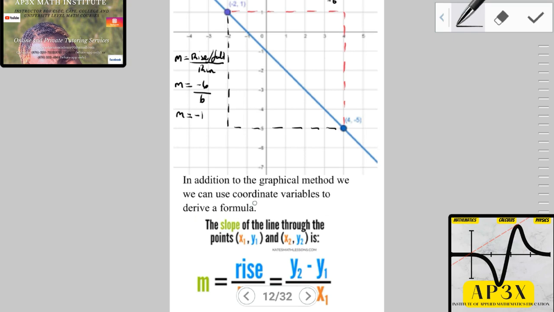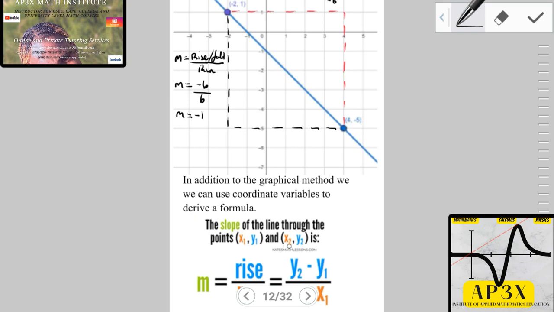All right, so here we go now, guys. In addition to the graphical method, now that's pretty easy. I know that you guys have that locked down. Now, in addition to the graphical method, we can actually use coordinate variables to derive a formula. Now, we did say earlier that the gradient / the slope of the line is a change in y with respect to a change in x. Now, the word change implies subtraction, the difference. A change means the difference between two single ordinate values or coordinates or points.